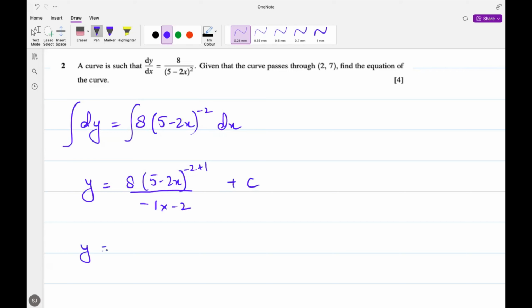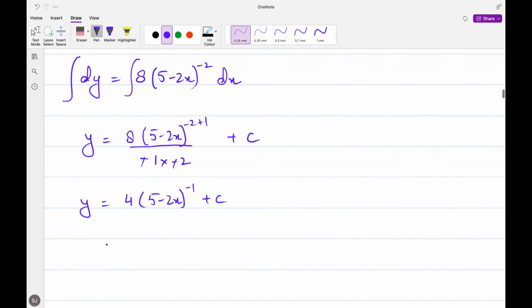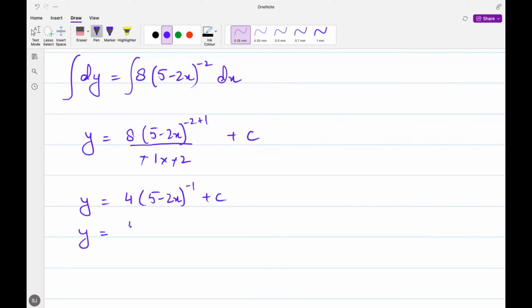So y will be equal to minus minus will cancel. 8 divided by 2 is 4. So this will become 4 into (5 minus 2x) to the power minus 1 plus c. Or we can write it as y equals 4 upon 5 minus 2x plus c.